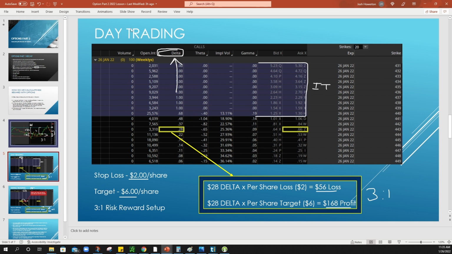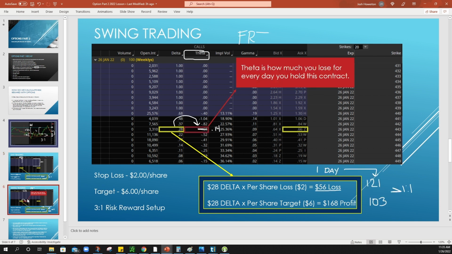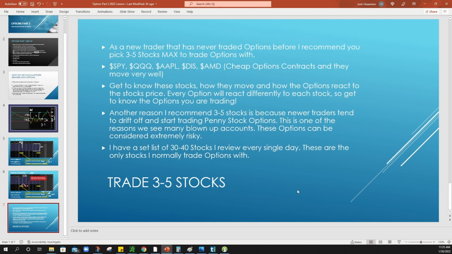The math is going to be different for day trading versus swing trading. The only thing that's different is we have to start adding in the theta for swing trades to get an idea of what the P&L is going to be for tomorrow, for day 2, day 3, day 4, day 5. How many days are we holding it? Do that math, okay?